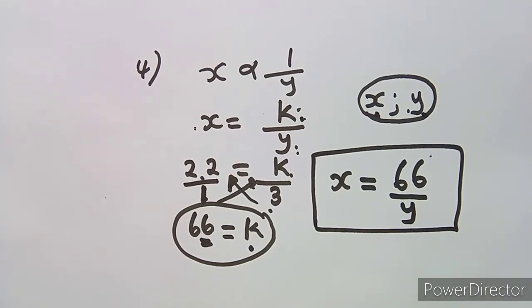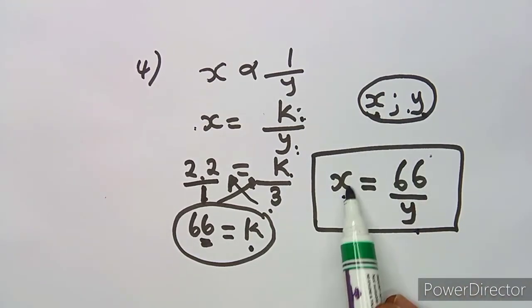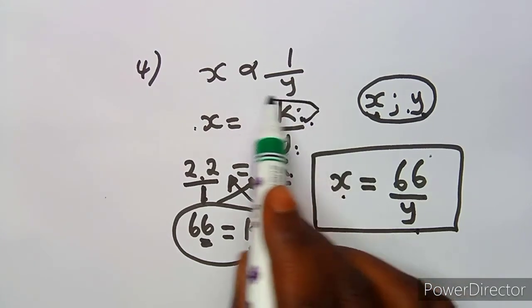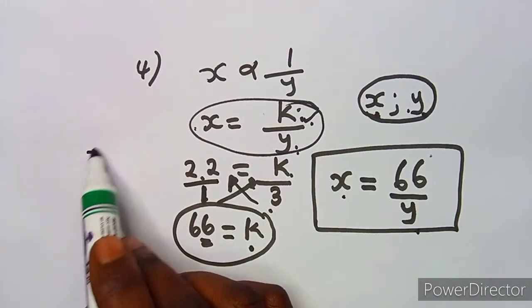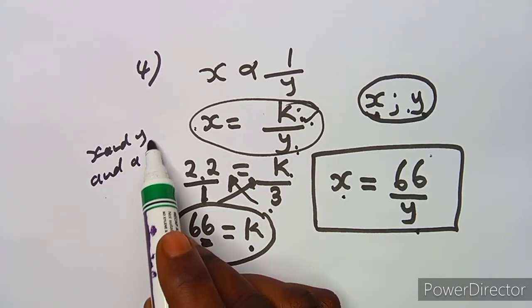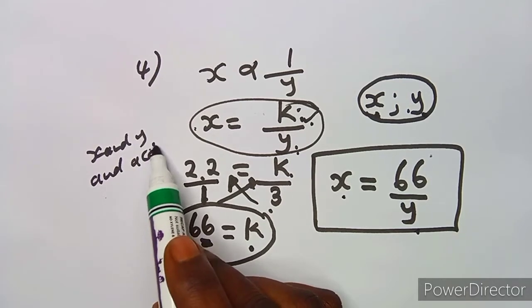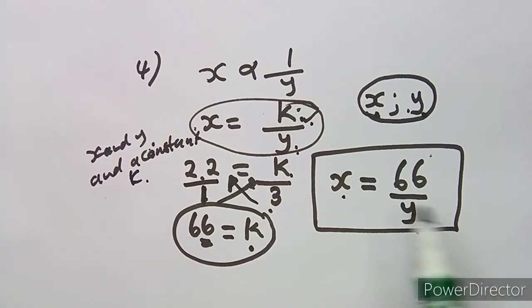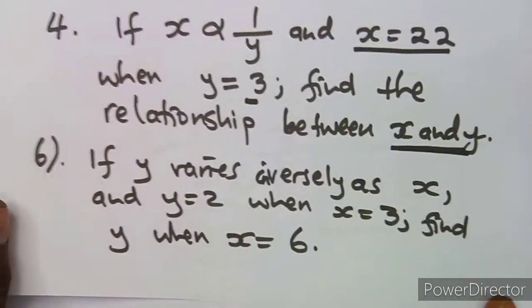As you can see, the only letters that you have are x and y. You must have letter x and letter y only, not k. K is a letter, so when you write this, it's a relationship between x and y and a constant k. So this one will have a constant k, but this one, it's x and y only. So that's it, guys. Let's see another question on number 6.